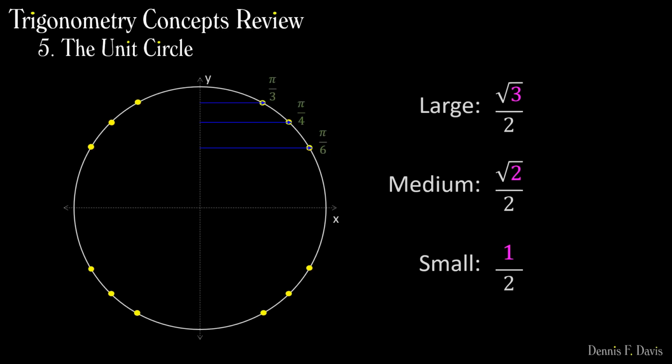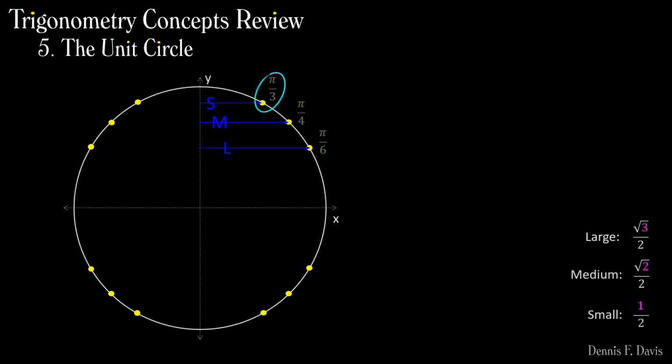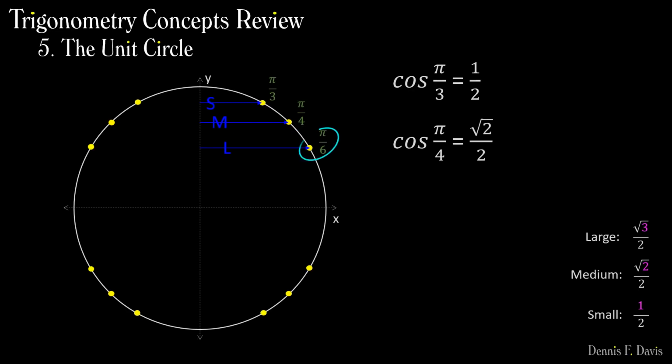So which of these cosines is small, medium, and large? Yes, it's that easy. So the cosine of pi/3 is the small value, which is 1/2. The cosine of pi/4 is the medium value, which is the square root of 2/2. And the cosine of pi/6 is the large value, which is square root of 3/2.